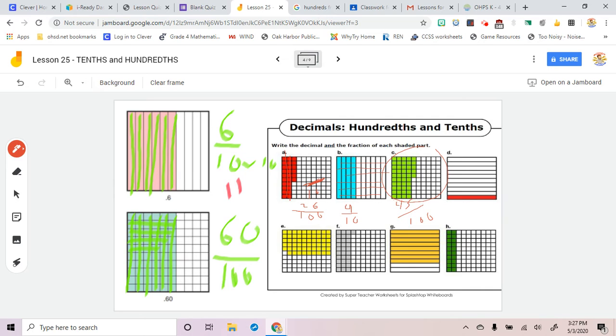What do you think this one's going to be? How many pieces are there? 10. So it's tenths. How many are shaded? 1. So it's 1/10. So hopefully you're understanding tenths and hundredths. If you're still having trouble, you can go back to that last video and watch that again.